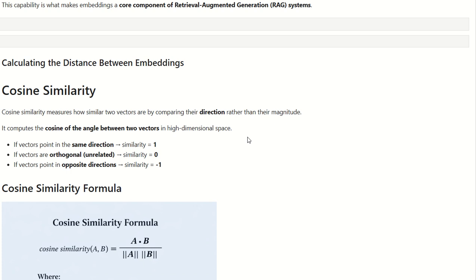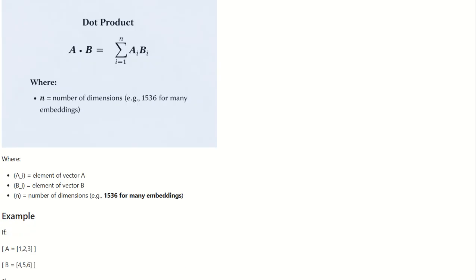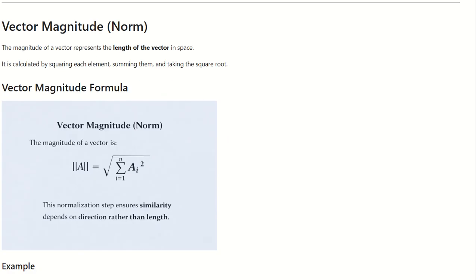The first and most important topic is cosine similarity. Cosine similarity is a mathematical method used to measure how similar two vectors are based on the angle between them, not their magnitude. So we can discuss it step by step. Cosine similarity measures how similar two vectors are by comparing their direction rather than their magnitude. So it computes the cosine of the angle between two vectors in high dimensional space. Here is a diagram I will show you.